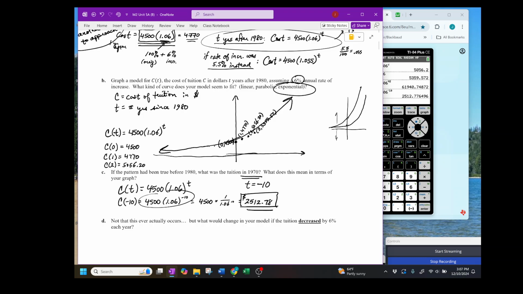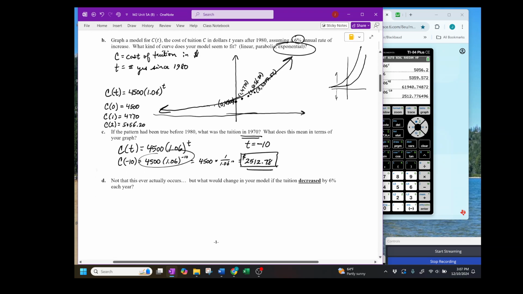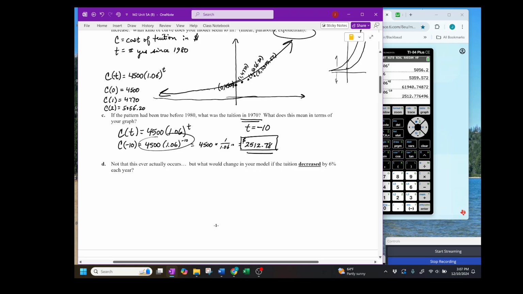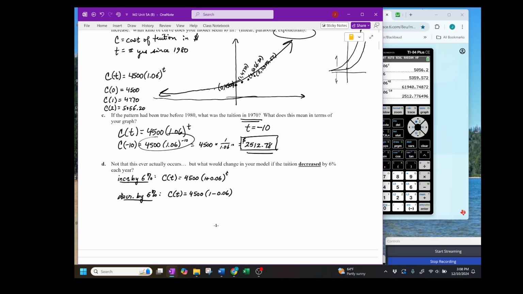Now it says in part D, not that this ever actually occurs, what would change if the tuition actually decreased by 6% each year? Okay, so the model that we had was with the increase by 6%. We got C of t equaled the initial amount times 100 plus the 6%, right, to the t. So if it decreases by 6%, you're not left with 106% of the original. You're left with 94% of the original, which is 1 minus 6% to the t.